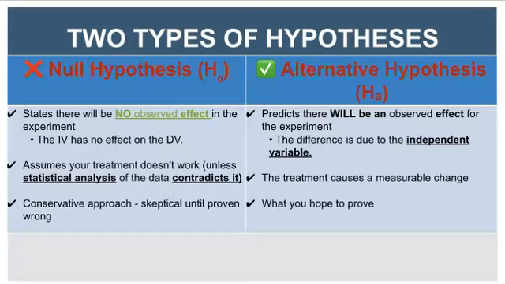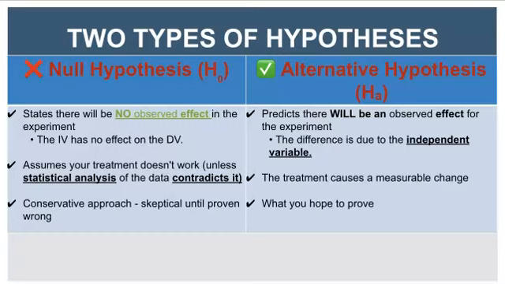All right, and so null hypothesis states that there's going to be no observed effect in the experiment. And so you're predicting that the independent variable has no effect on the dependent variable, and you're assuming that your treatment's not going to work, right? There's not going to be any statistical difference between your data. And so this is the conservative approach. You're skeptical, until you're being proven wrong. And so the alternative statement is the opposite, right? So you do predict that there is going to be an effect, a statistical difference, right?